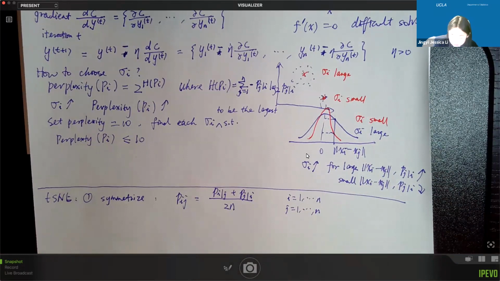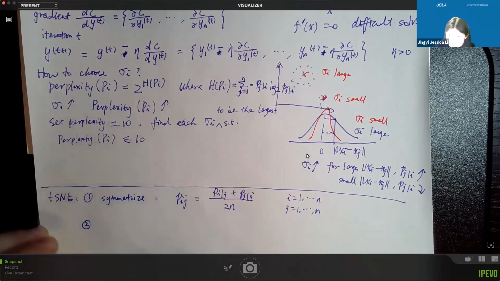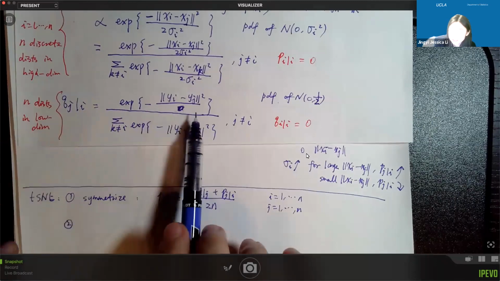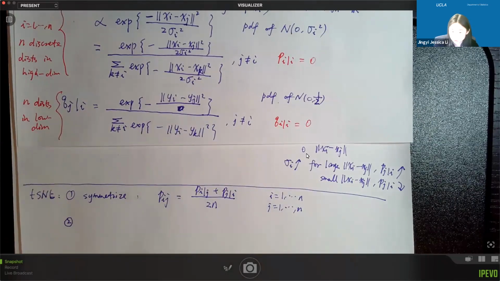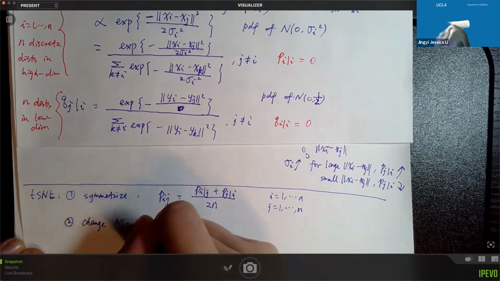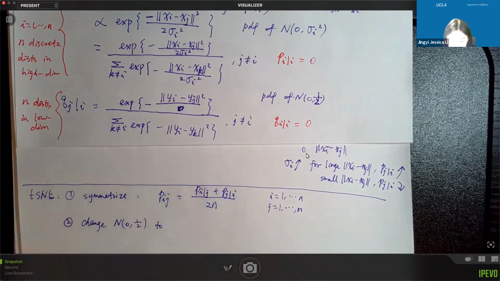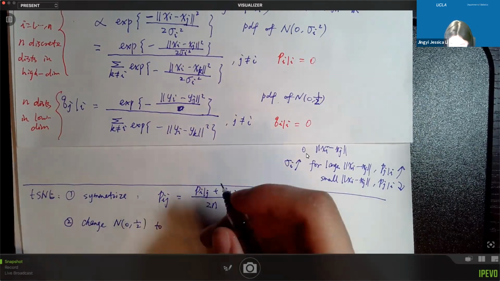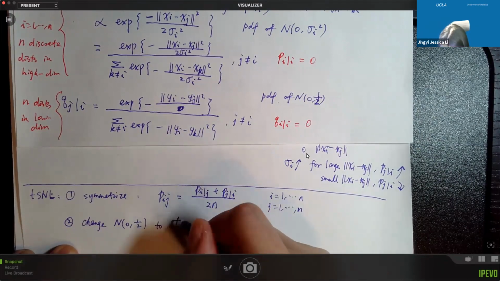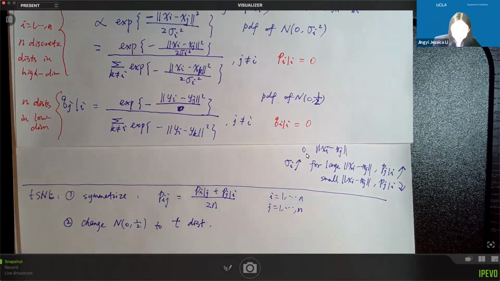That's the first change. And the second change is that for the low dimensional embedding, we do not use the normal distribution for the low dimensional density. Instead, we use the t distribution. So we change this normal(0, 1/2) to a t distribution. I think it's the T1 distribution. Yes, it's T1, correct. It's the Student t distribution.